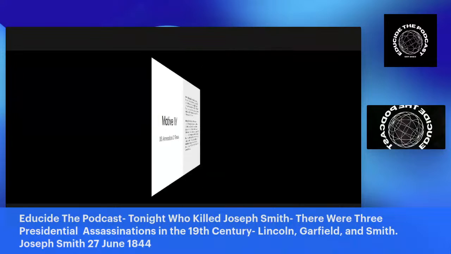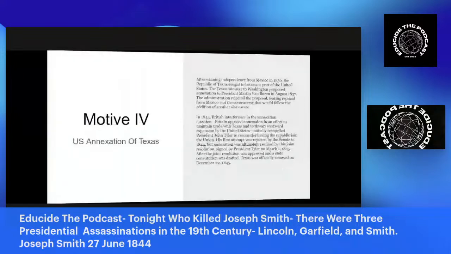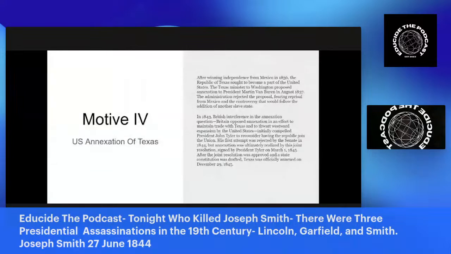Motive number 4, after winning the independence from Mexico in 1836, the Republic of Texas sought to become part of the United States. Texas minister to Washington proposed annexation to President Martin Van Buren in August 1837. The administration rejected the proposal, fearing reprisals from Mexico and the controversy that would follow the addition of another slave state. In 1843, British interference in the annexation question, British opposed annexation in an effort to maintain trade with Texas.